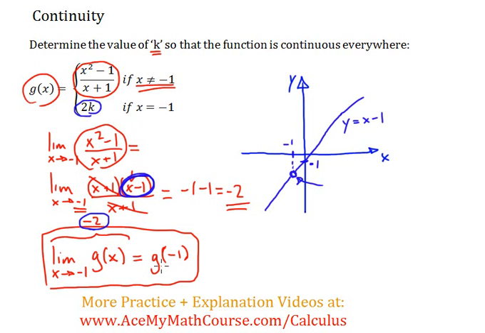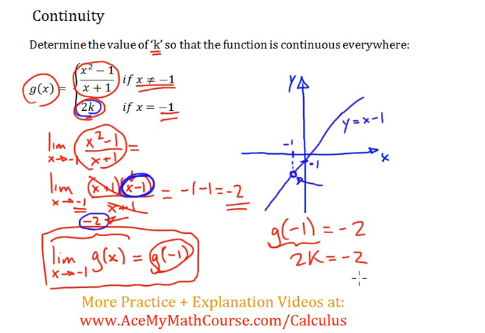Well, we need to make g of -1 equal to -2. And what is g of -1? Well, when x is equal to -1, g is equal to 2k. So 2k needs to be equal to -2. So now I can just divide both sides by 2. And k will be equal to -1.